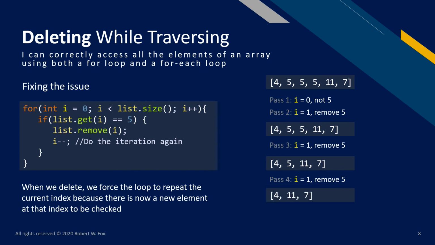And so unlike the previous example where we just went i equals 0, 1, 2, 3, every time we remove, we hold the index so we can check it again. And of course, you can see that this does now remove all of the 5s.